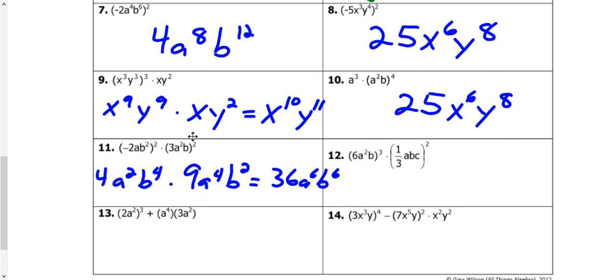simplification of them. And since these quantities are being multiplied, we need to apply what we learned in the last lesson when we multiply monomials. When we multiply them, we just add the exponents. So we have x to the 9th times x to the 1st, that gives us x to the 10th. Y to the 9th times y to the 2nd, that gives us y to the 11th. Same thing here when we're applying these. A to the 3rd times a to the 2nd.